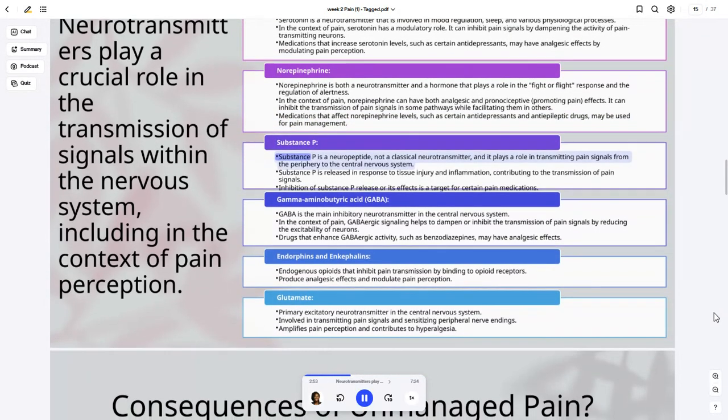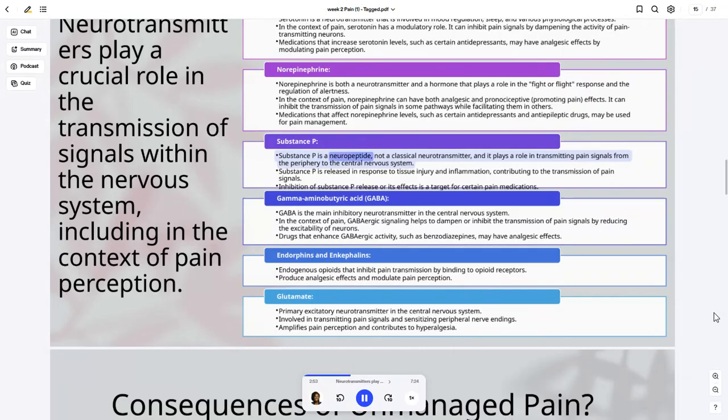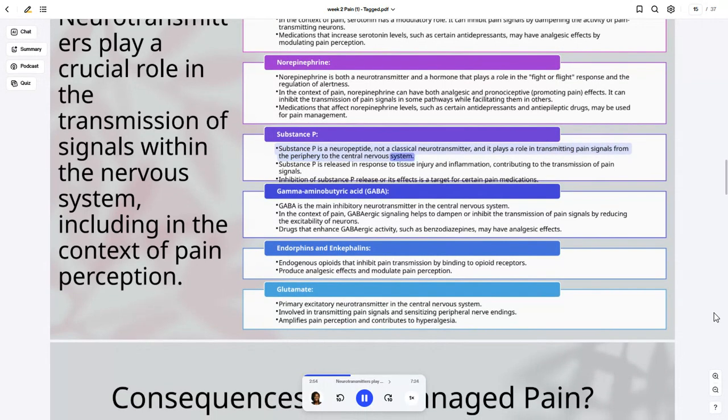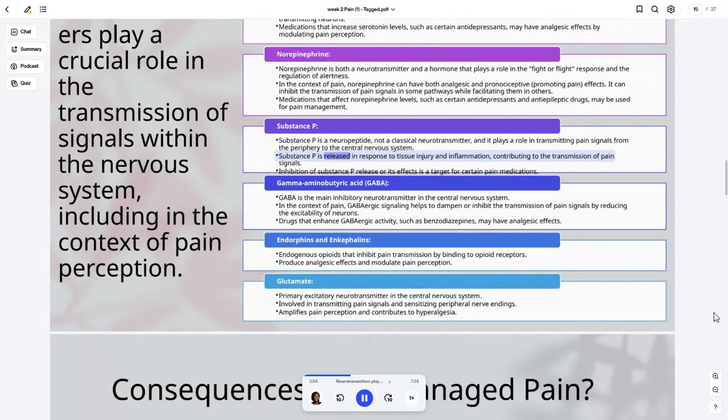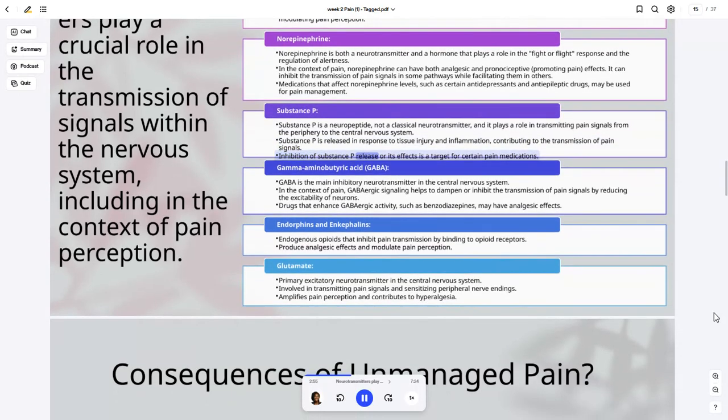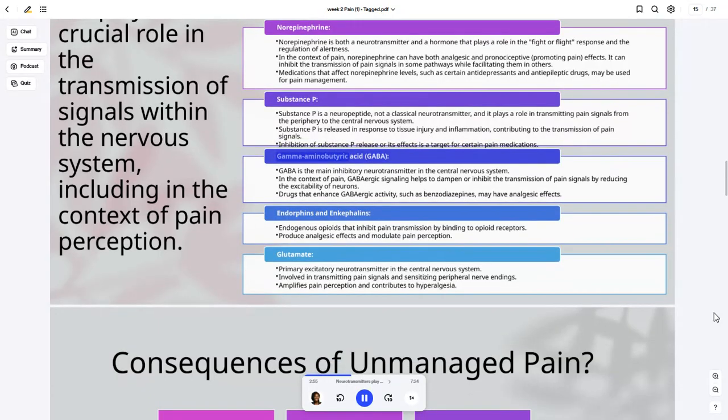Substance P. Substance P is a neuropeptide, not a classical neurotransmitter, and it plays a role in transmitting pain signals from the periphery to the central nervous system. Substance P is released in response to tissue injury and inflammation, contributing to the transmission of pain signals. Inhibition of substance P release or its effects is a target for certain pain medications.